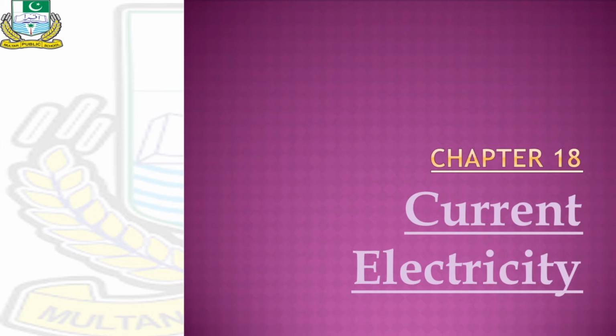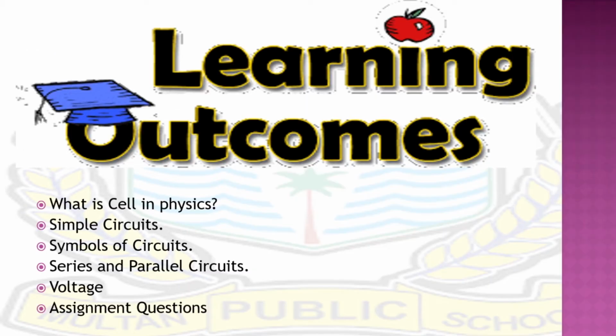Today we're gonna discuss chapter number 18, that is current electricity. Before getting into the core concepts of this chapter, I would like to share some learning outcomes so that by the end of this lecture, you will be able to understand what a cell is in physics, simple circuits, some symbols of circuits, series and parallel circuits, the concept of voltage, and some assignment questions.